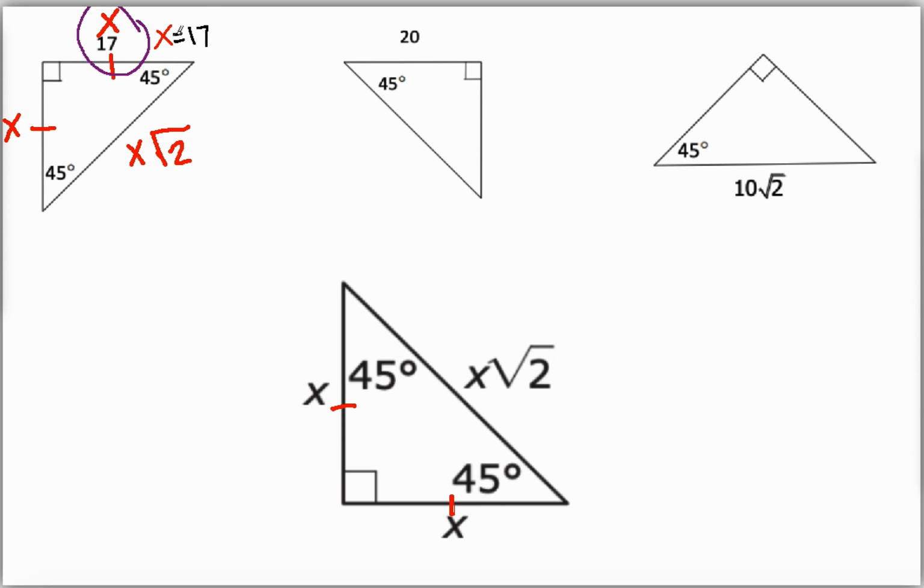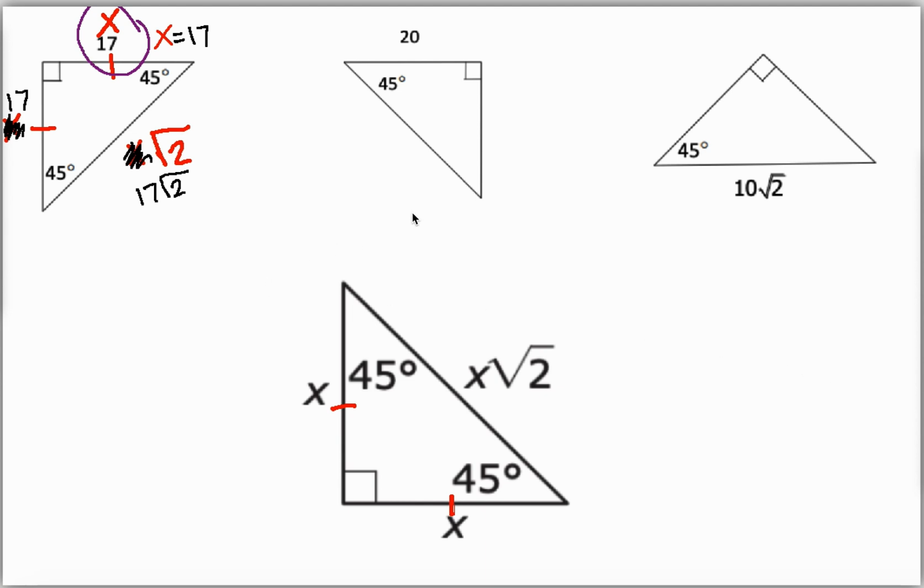Perfect. So that means everywhere I see an x, I'm going to cross it out and say 17. So instead of saying x here, I'll cross it out and say 17. And instead of saying x square root of 2, I'll cross it out and say 17 square root of 2. So the first one is done.